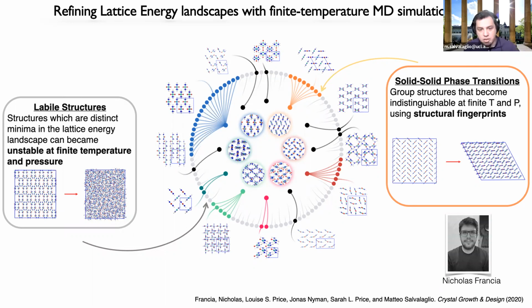Essentially, we use molecular simulations as computational experiments in order to see what happens to the structure and whether the structure transitions from one polymorph to another, or it becomes unstable. So the objective of this process is to go from a large number of points, represented by this outer circle of many lattice energy minima, to a smaller number of structures that are stable at finite temperature. And in order to do that, we need to be able to identify labile structures and structures that are able to transition from one state to the other.